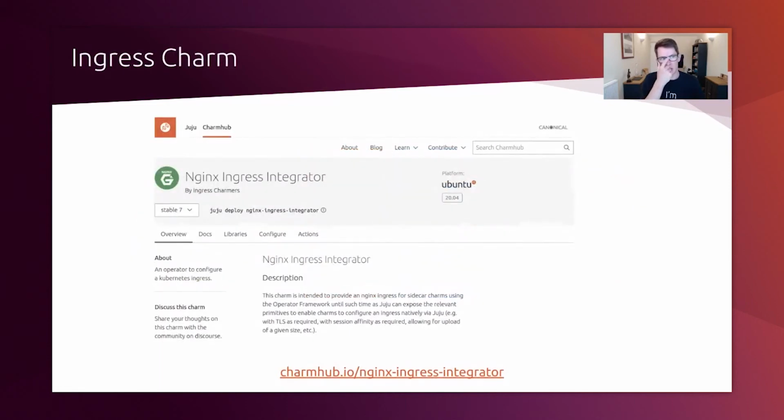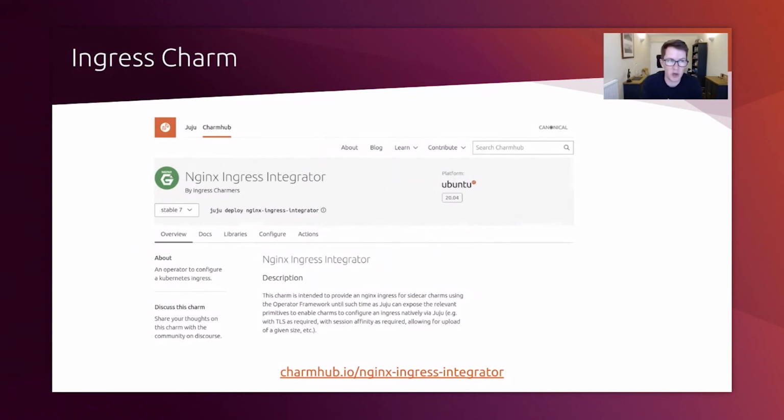So we're now going to move on briefly to talk about an ingress charm, and you'll see why shortly. But the Nginx ingress integrator charm is an example of a charm that interacts directly with the Kubernetes API. So it assumes the presence of an Nginx ingress controller. There are some charms on the way that actually deploy an ingress controller onto your cluster, but this one is more like a proxy charm, if you like.